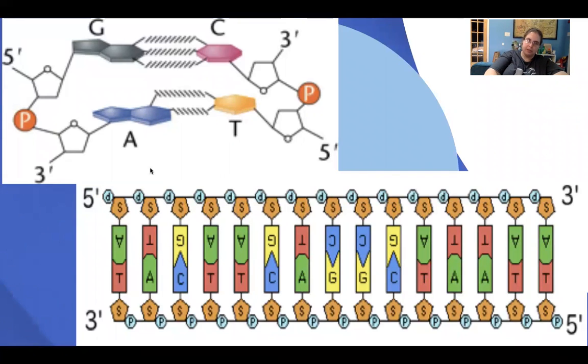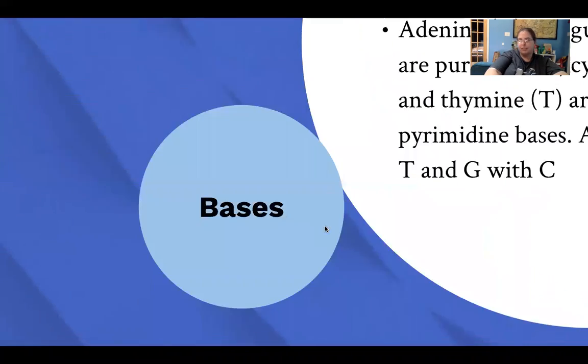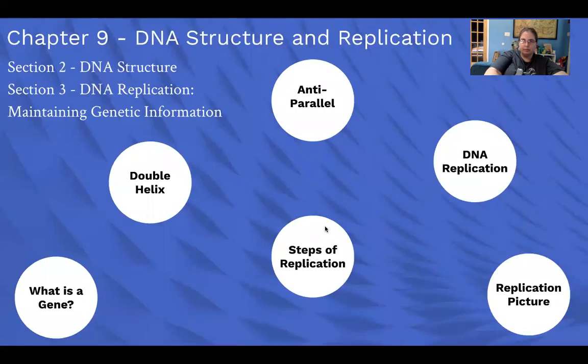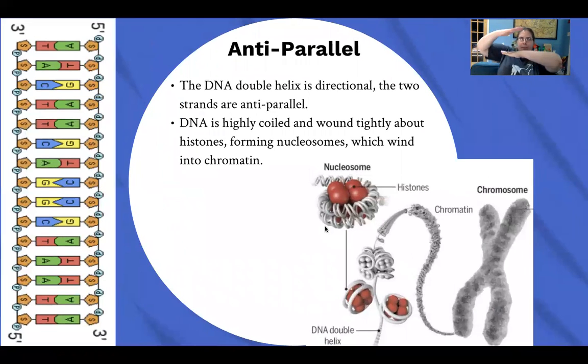It's upside down from the other. And that's just what we mean by directional and anti-parallel. They're both parallel in terms of never touching, but they're anti-parallel because they are opposite each other. They're facing opposite directions. DNA is highly coiled and wound tightly around histones, forming something called nucleosomes, which then wind up into the chromatin.